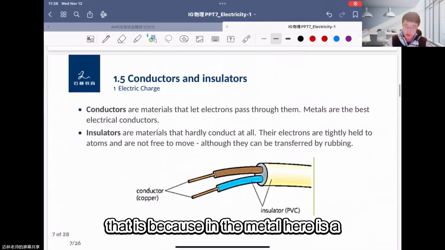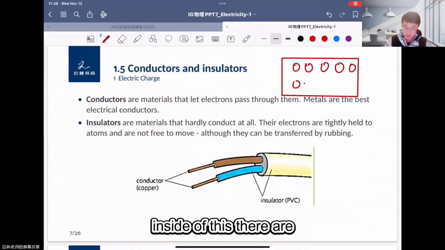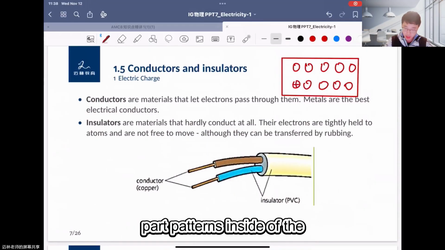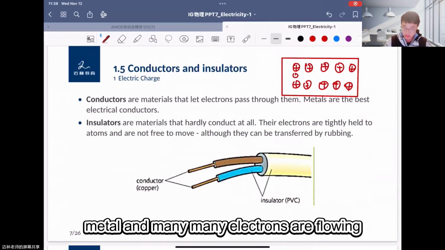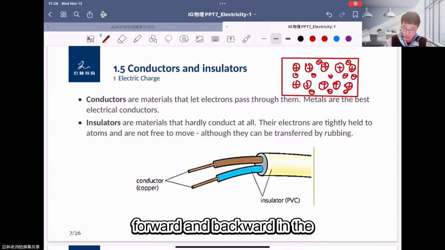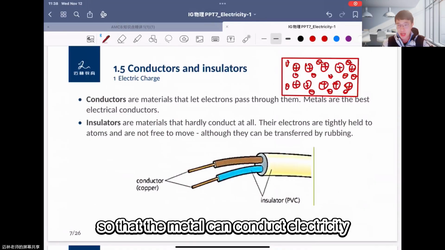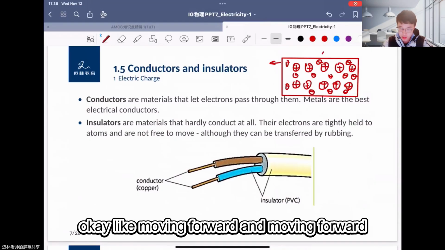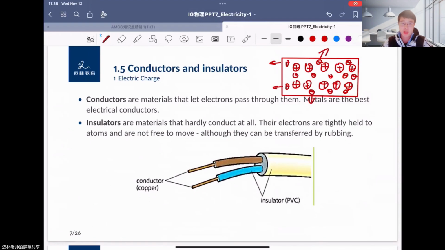That is because in the metal there is a structure, and inside of this there are many positive protons inside of the metal, and many electrons are flowing forward and backward in the metal this way. So we can say that the metal can conduct electricity, moving forward and moving backward this way.